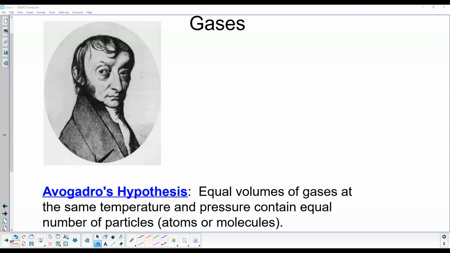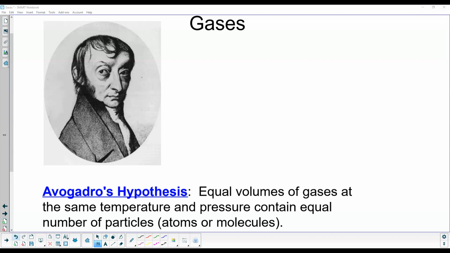All right, this lesson is going to cover stoichiometry of gases. We've mentioned this in a previous video, but this deals with Avogadro's hypothesis. So there's Amedeo Avogadro. Basically, what it states is that equal volumes of gases that have the same temperature and the same pressure contain equal numbers of particles. And so this is like atoms or molecules.